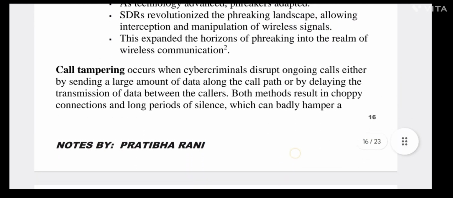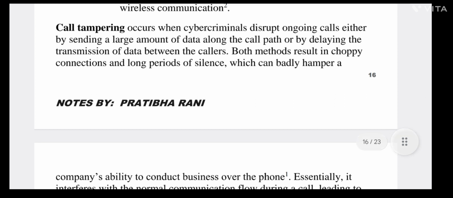Okay guys, then let's see call tampering. Call tampering is basically a cyber crime in which cyber criminals manipulate or disrupt ongoing calls, either by sending a large amount of data or by diverting the paths of calls. Okay.